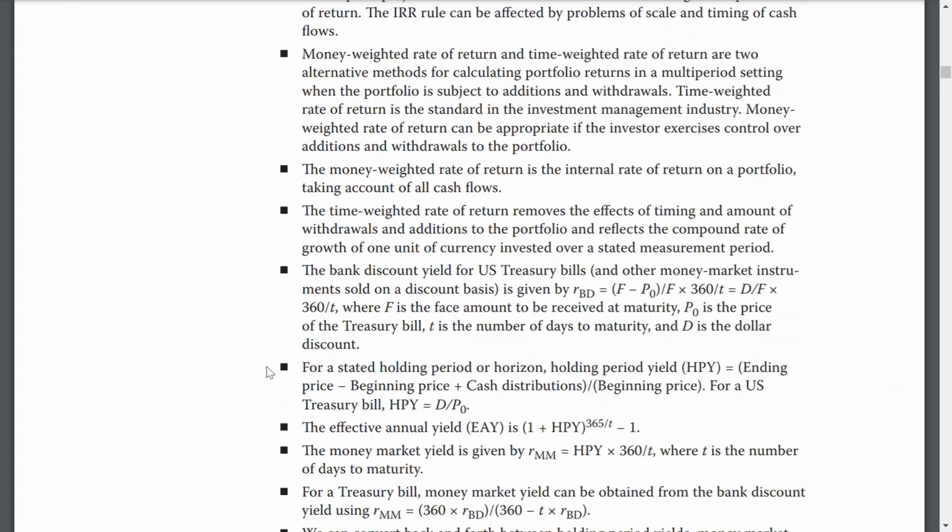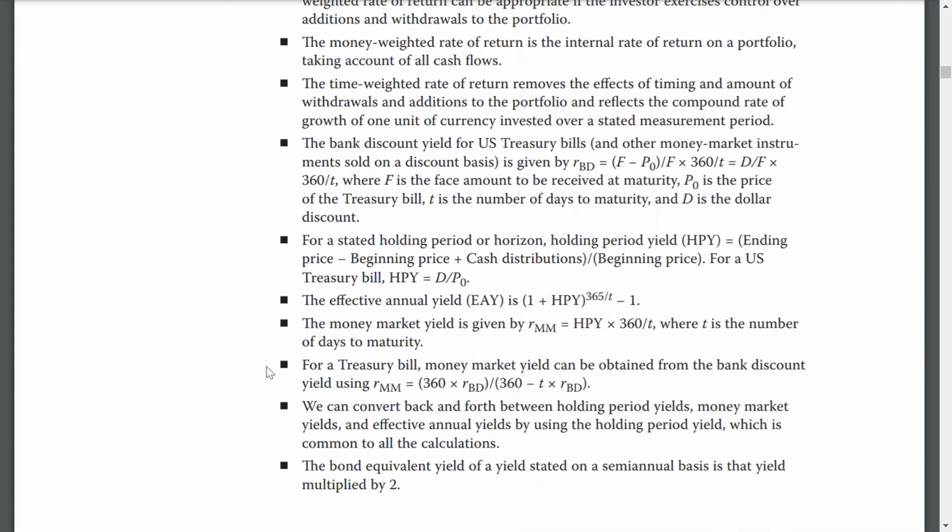The bank discount yield for U.S. Treasury bills and other money market instruments sold on a discount basis is given by RBD = (F - P0)/F × 360/T = D/F × 360/T, where F is the face amount to be received at maturity, P0 is the price of the Treasury bill, T is the number of days to maturity, and D is the dollar discount.